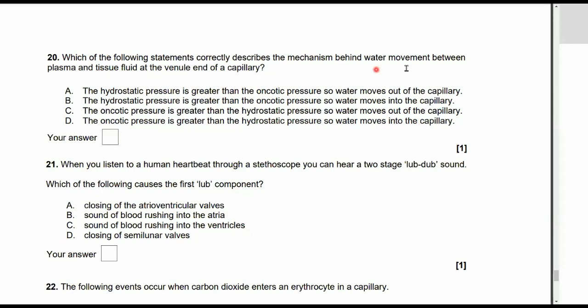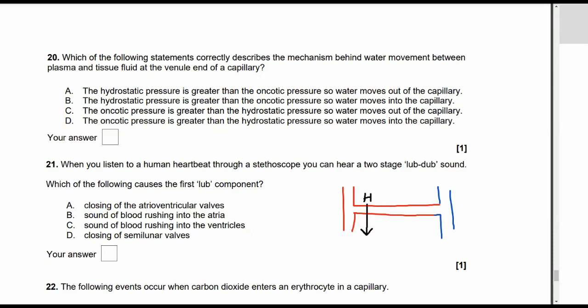20. Which of the following statements correctly describes the mechanism behind the water movement between plasma and tissue fluid in the venular end of the capillary? Right, this is the different end of the capillary. So at the end of the capillary bed, we have the venular end. And at that end, the hydrostatic pressure has fallen. That is pushing out from inside the capillary to out.